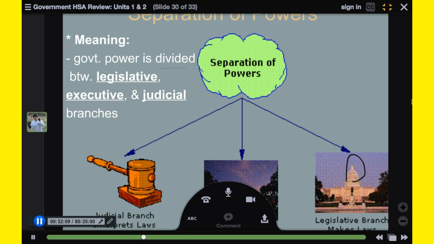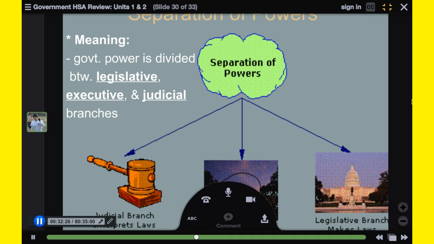They make laws. Next, you have the executive branch, in this beautiful house here. This is the White House. In the executive branch, the president and his cabinet and regulatory agencies enforce laws.